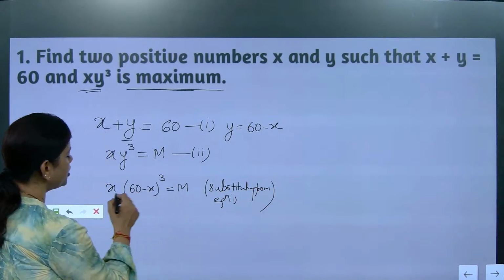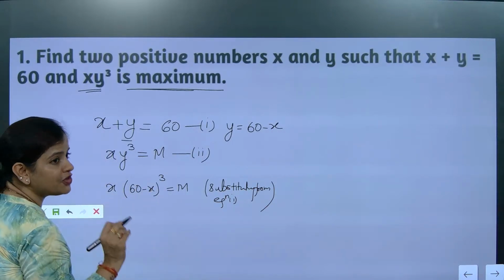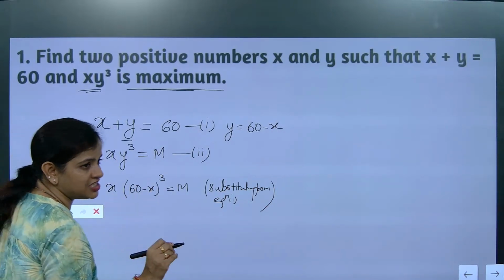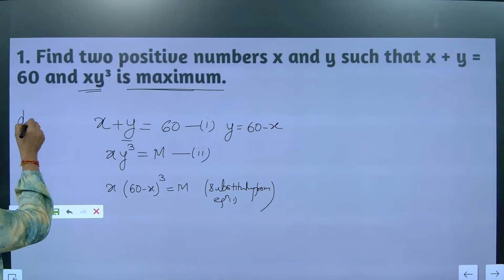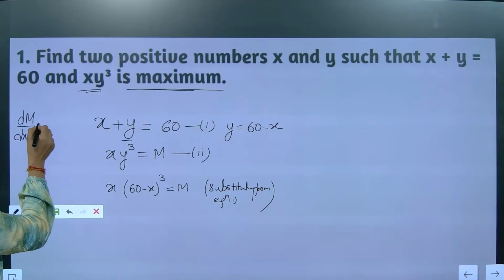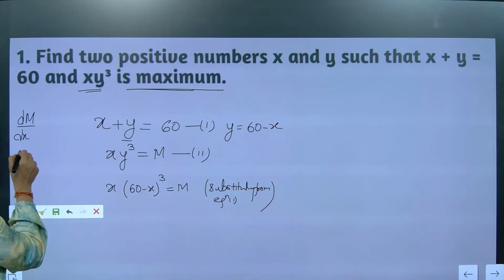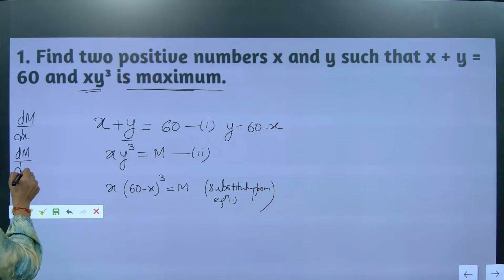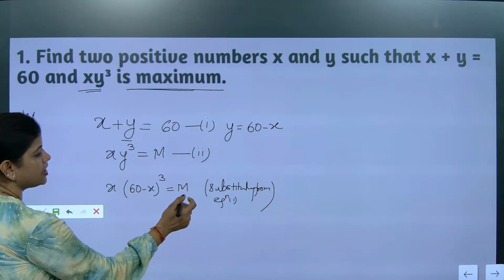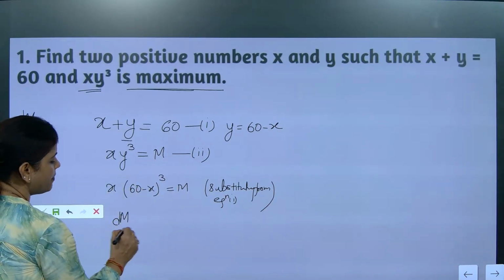Now here, what next work you have to do, beta? The next work is that you have to differentiate it. According to the rule of maxima minima, the first rule says that you differentiate dm by dx. After that you have to make dm by dx equal to 0 to get the critical point. Understood? So now we will differentiate it, one time dm by dx.